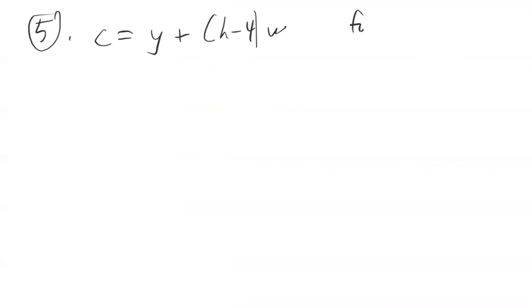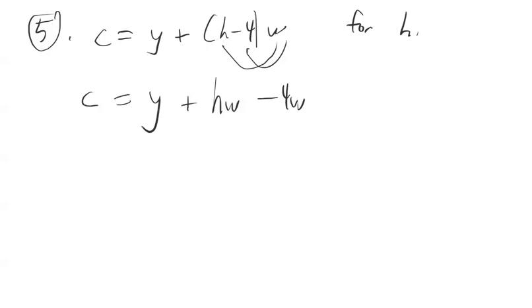And now we're going to do the fifth example problem, which is c equals y plus h minus 4 times w. And it could tell you to solve this for any letter. So in this problem, I'm going to solve it for the letter h. So first of all, we have to simplify it. So distribute this w, you'll get hw minus 4w, and then plus y equals c.